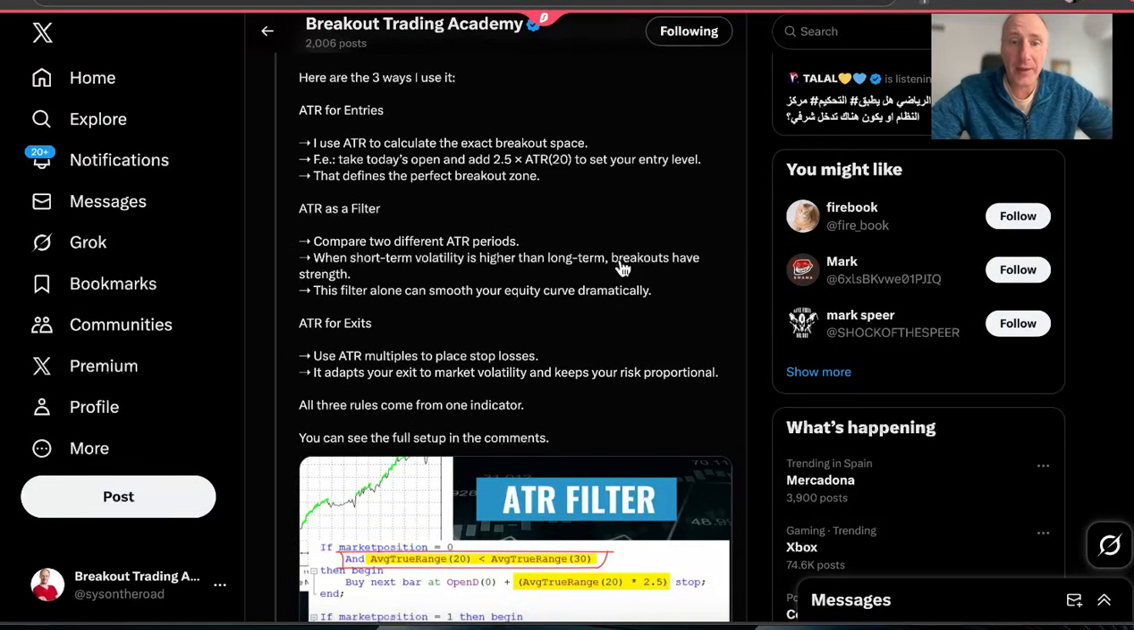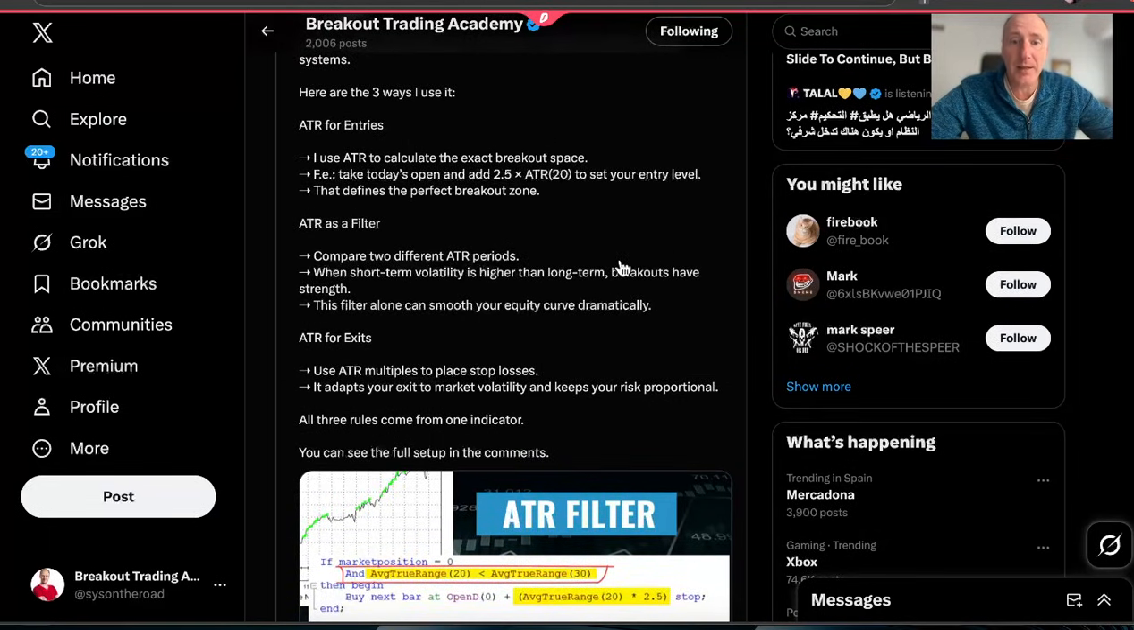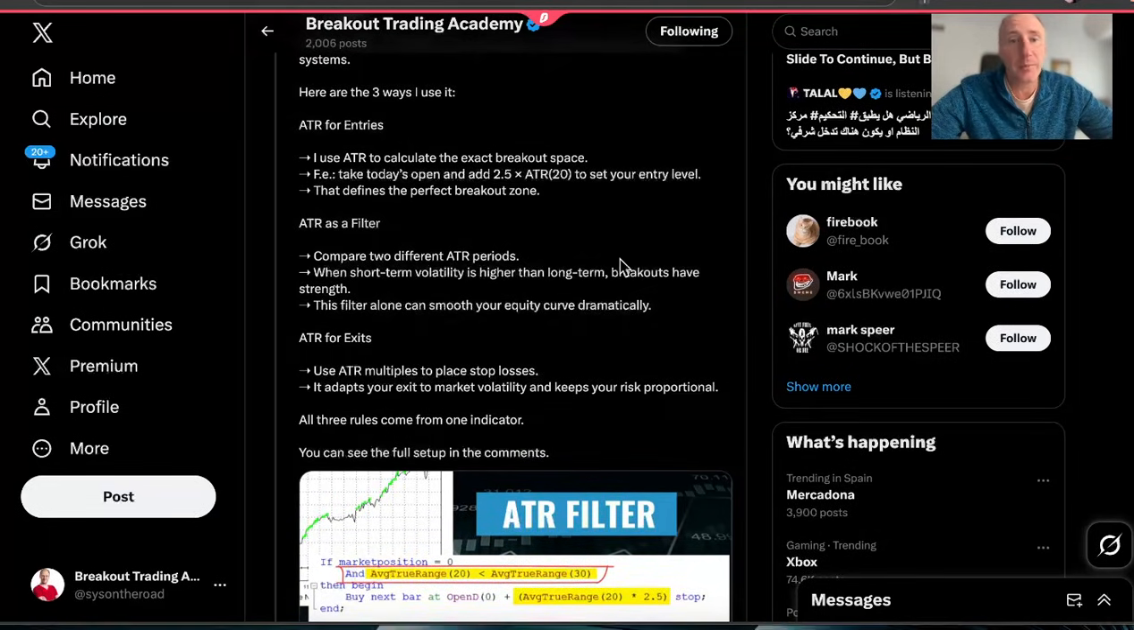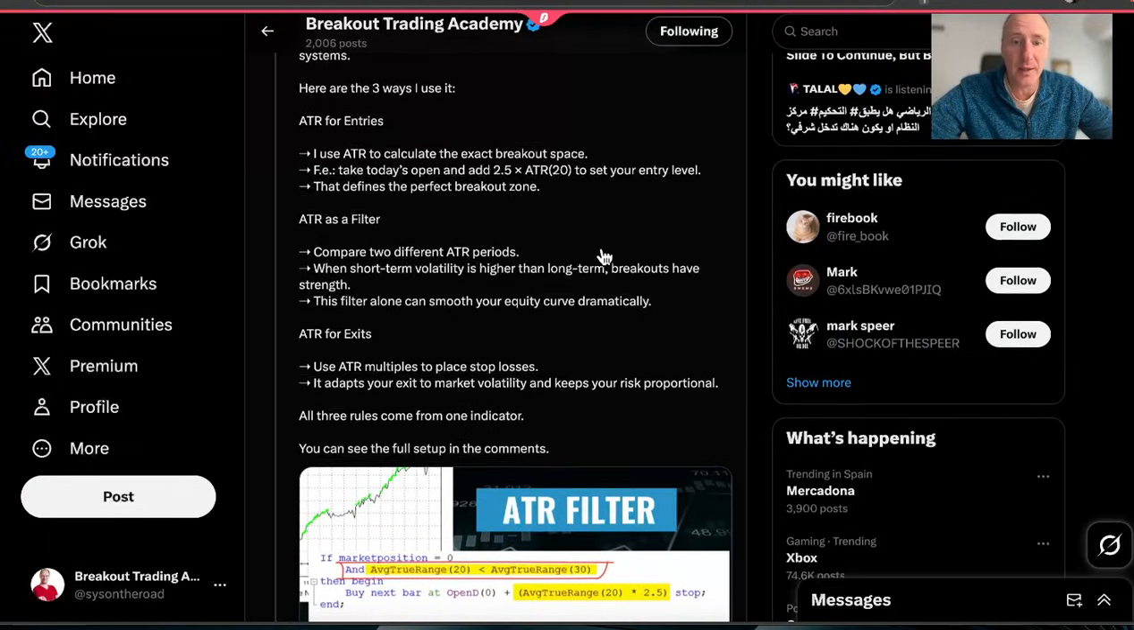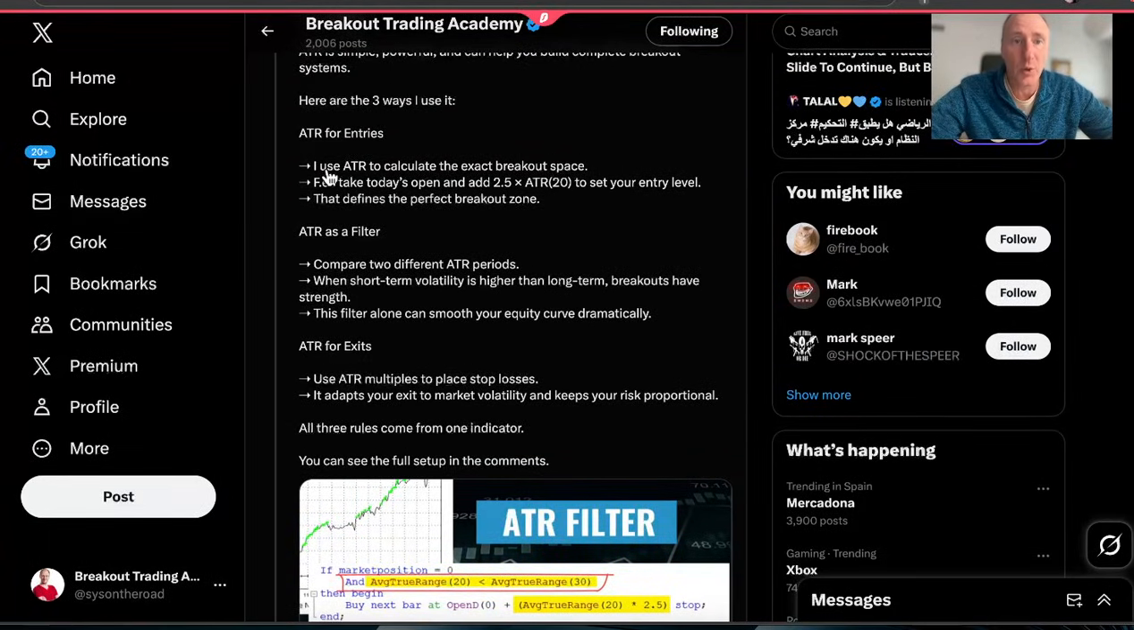So this whole strategy was basically about three ways to use ATR, because you can use ATR for anything. You can use it for entries, for exits, you can use it as a filter. And this strategy basically combines all three approaches. So it used a simple ATR multiplier as an entry. You take today's open, and this was on E-mini Nasdaq. So you take E-mini Nasdaq today's open, and you add 2.5 times the ATR, average true range.